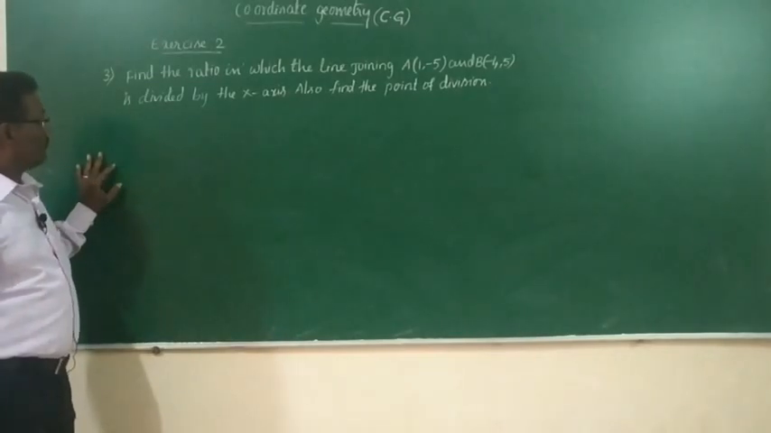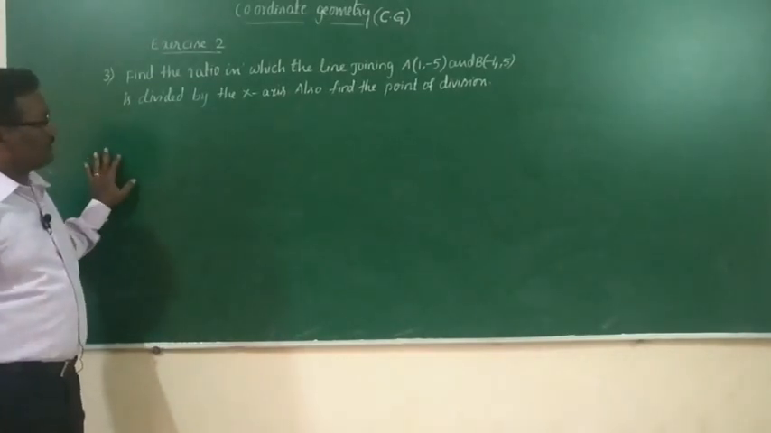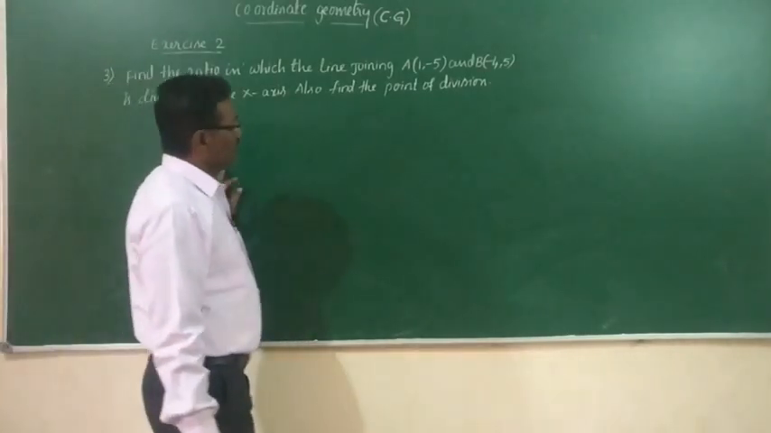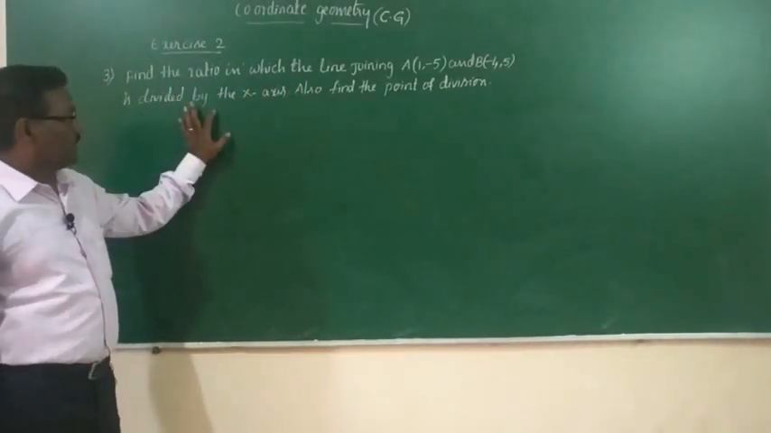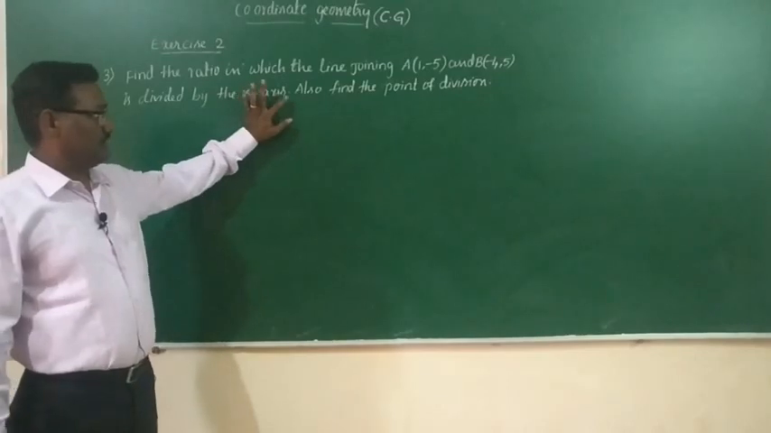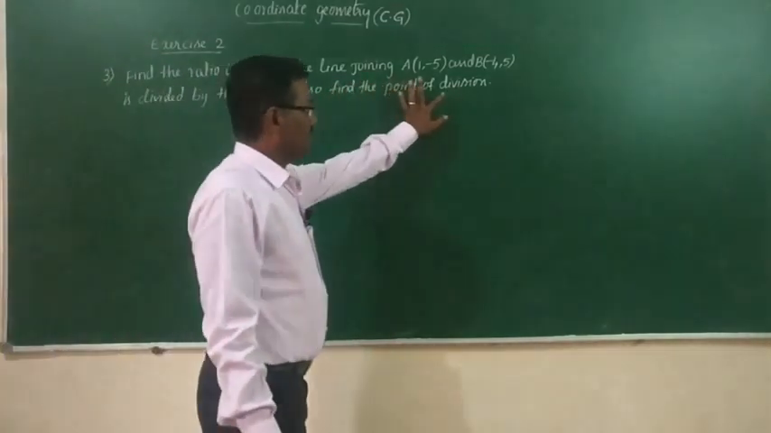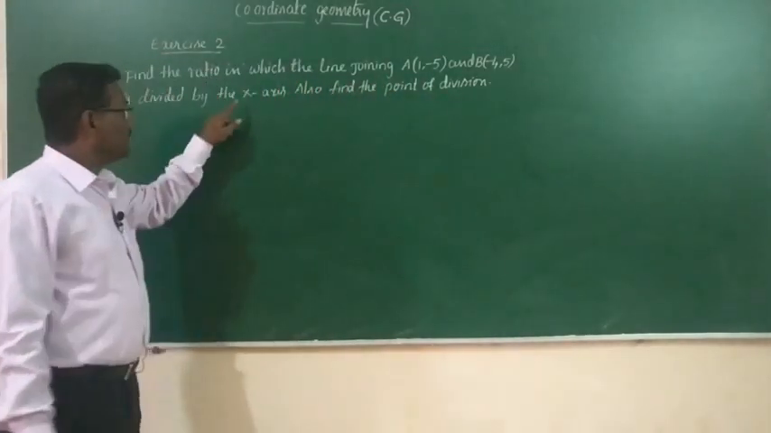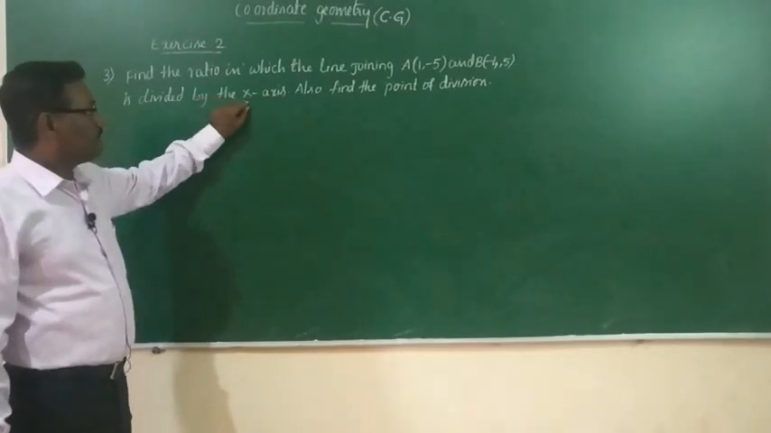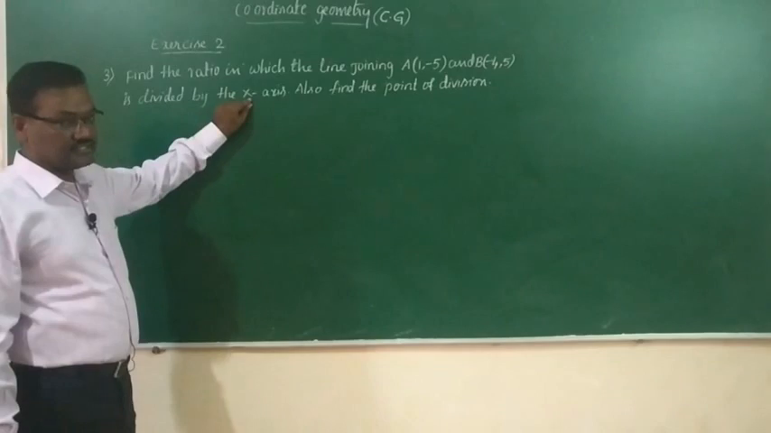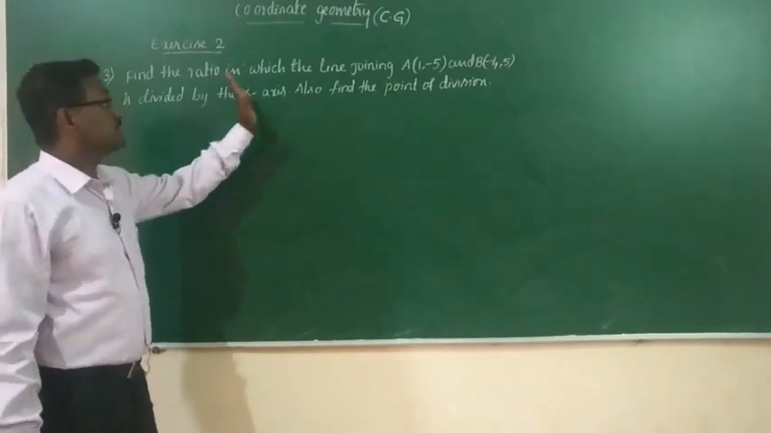We find one more problem here. Find the ratio in which the line joining A and B is divided by the x-axis. Also find the point of division. By the x-axis means there is a point on the x-axis which divides the line segment.